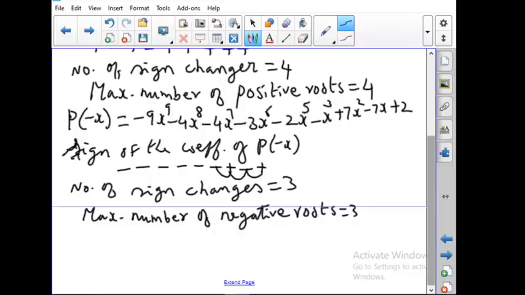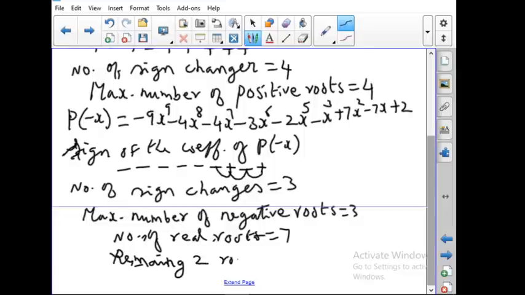So positive roots we have got 4 and negative roots we have got 3. So the number of real roots is equal to 7. Here the degree of the polynomial is 9, so 2 more roots we should have. So the remaining 2 roots will be imaginary. So it has 7 real roots and 2 imaginary roots.